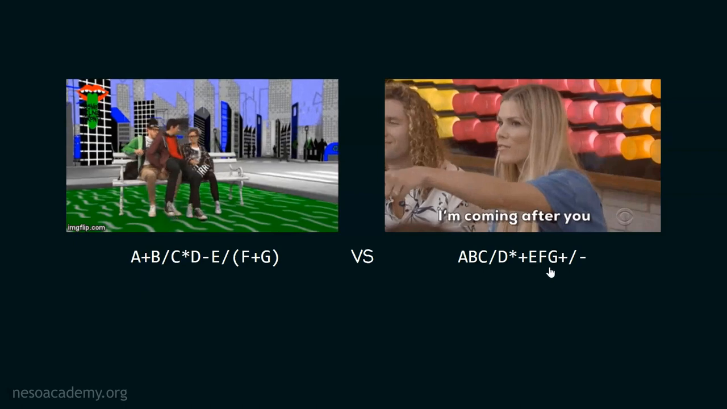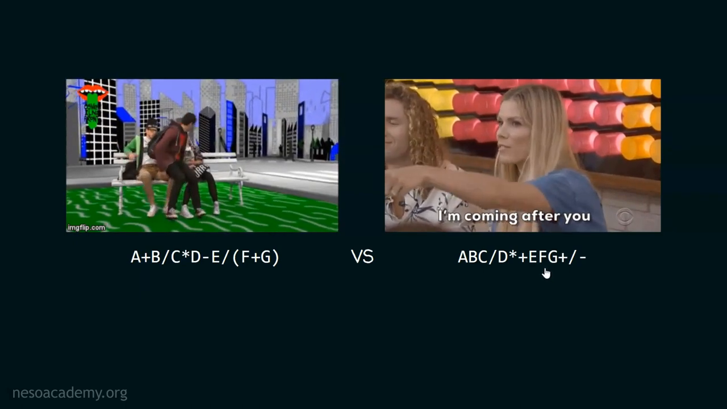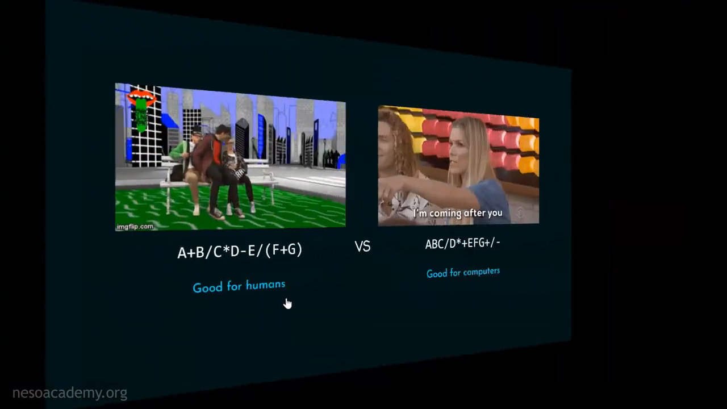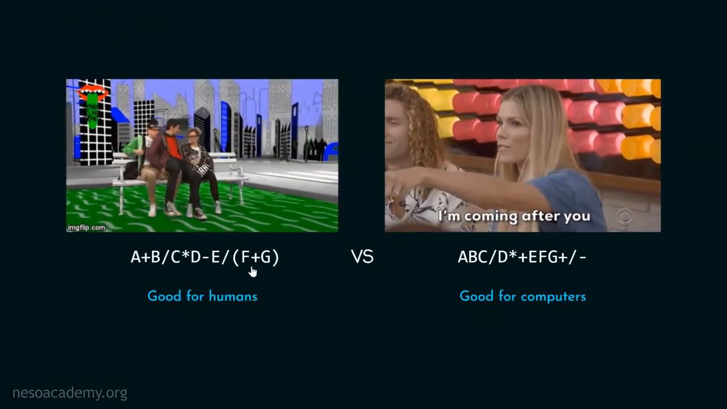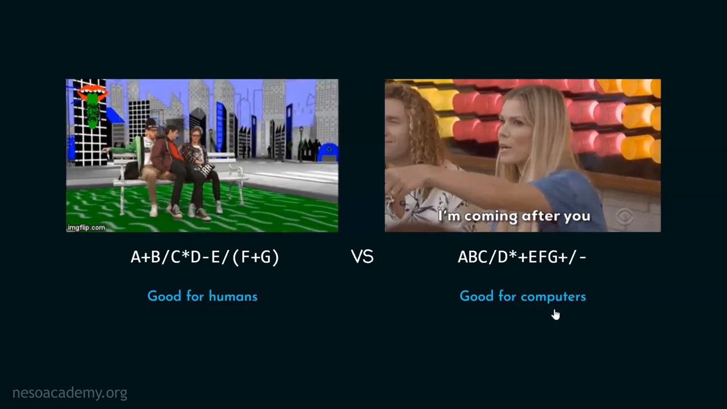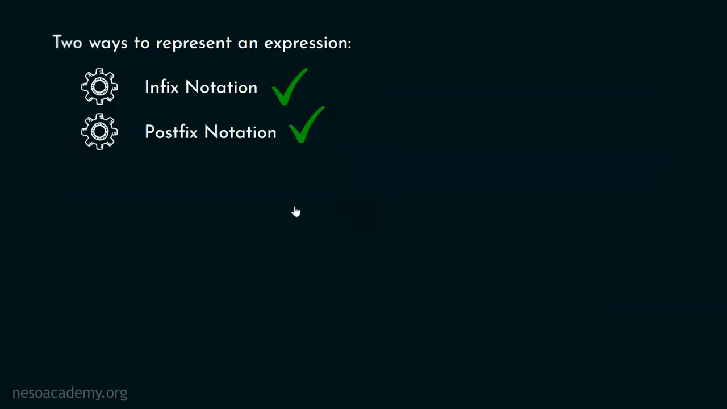Hence, you can see that postfix expression is not very bad. It is not good for humans, of course, right? Postfix notation doesn't require multiple scans. A single scan is required and it's therefore efficient in terms of time consumption. There's no doubt about this. It just requires a single scan, right? Hence, we can conclude that this expression is good for humans while this expression is good for computers. Simple. I hope the whole idea of infix notation and postfix notation is clear to you. We are done with infix notation and postfix notation for this lecture.